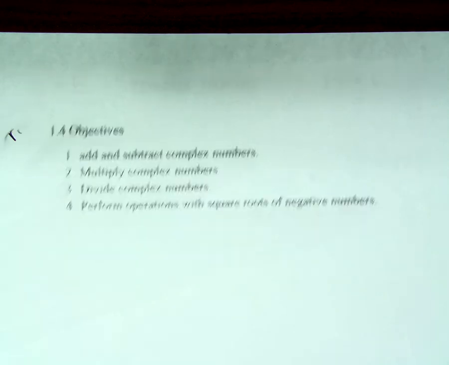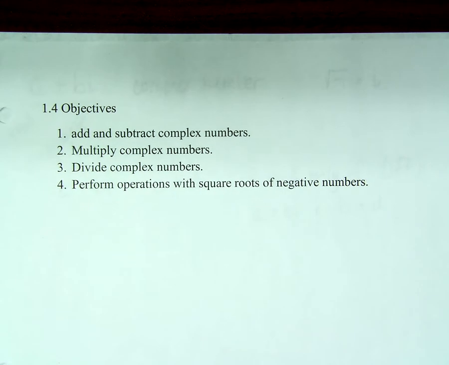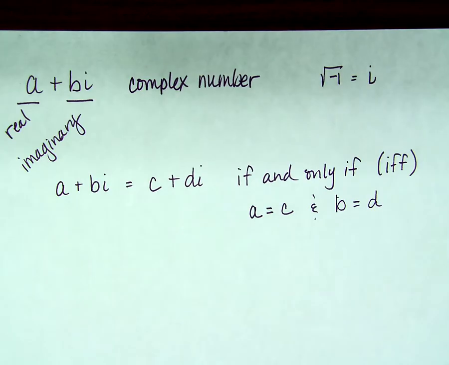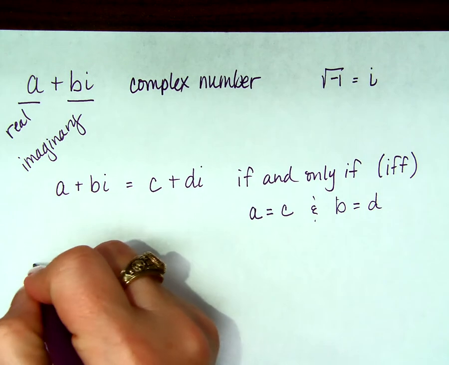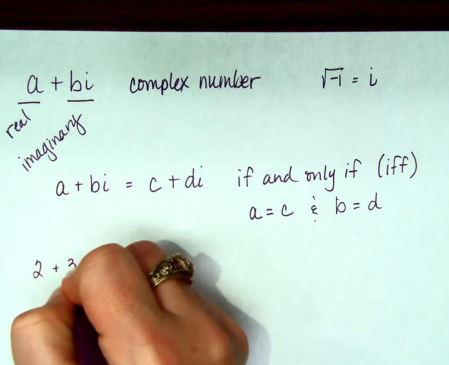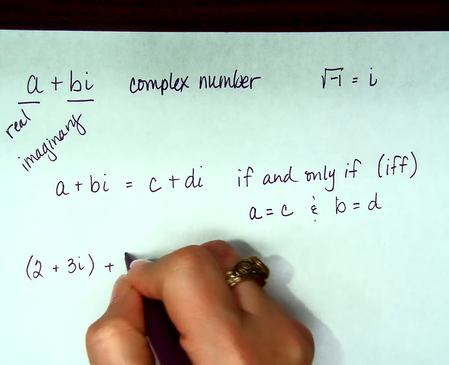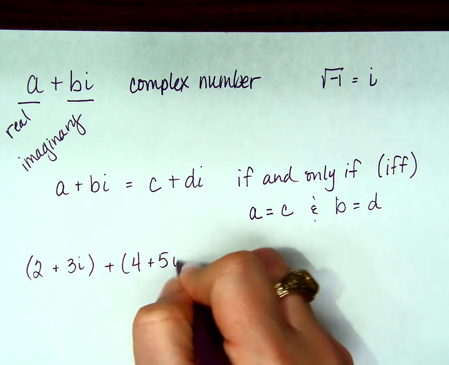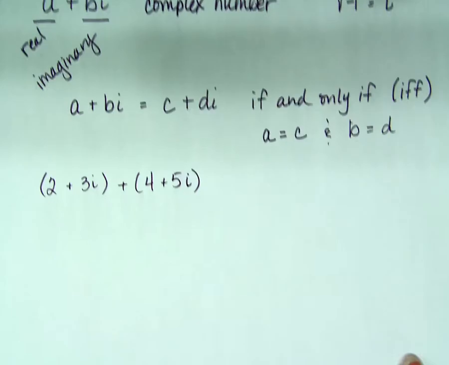Alright, so that's just a general overview real quick about complex numbers. So we're back to our objectives. Our first one is to add and subtract complex numbers. Right? So let me make sure you can do that. So 2 plus 3i plus 4 plus 5i. So quite obviously this is adding complex numbers, right?